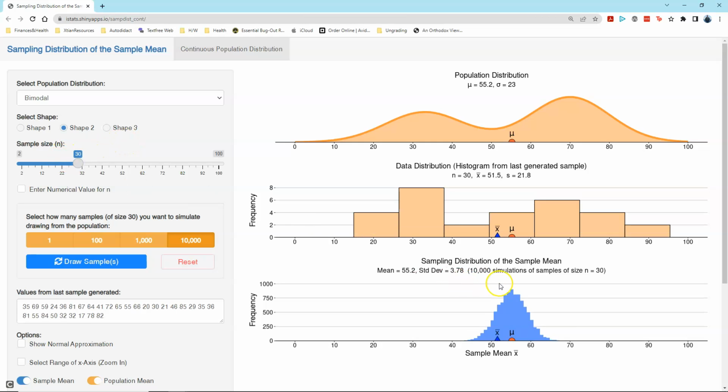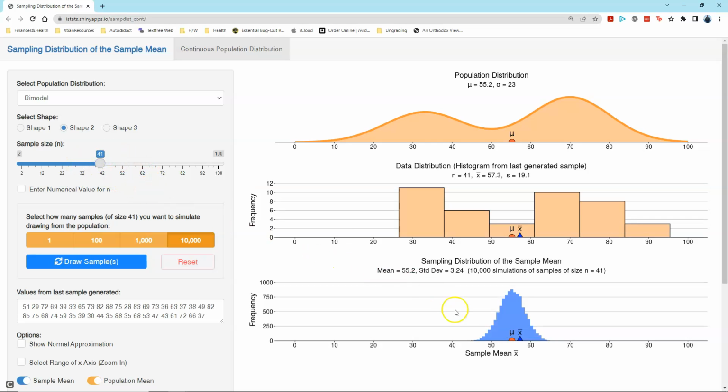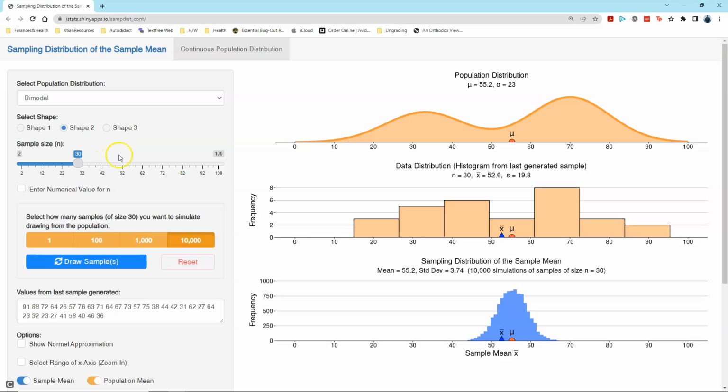And once I reach 30, now we can see that the flattening at the top is starting to disappear. There's a clear peak in the middle, centered at the population mean mu. And if I increase the sample size even more, we see that the sampling distribution of sample means is clearly becoming more of a normal distribution. So that helps us to see why this cutoff value of 30 is so important in our normality condition check for sample means inferential statistics.